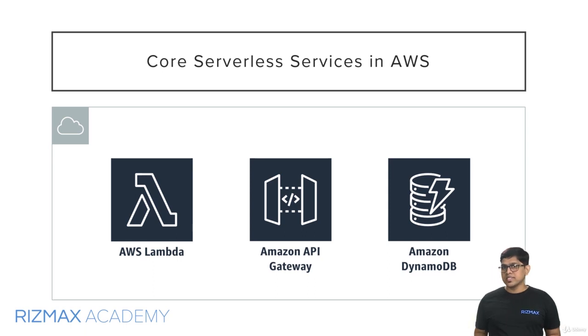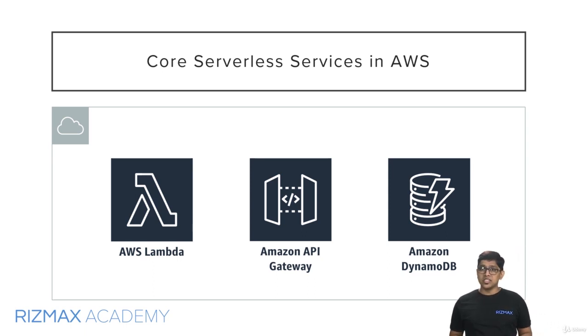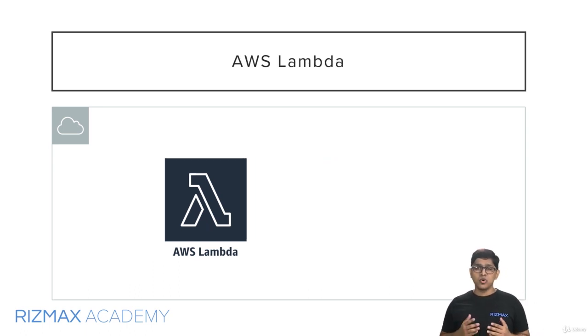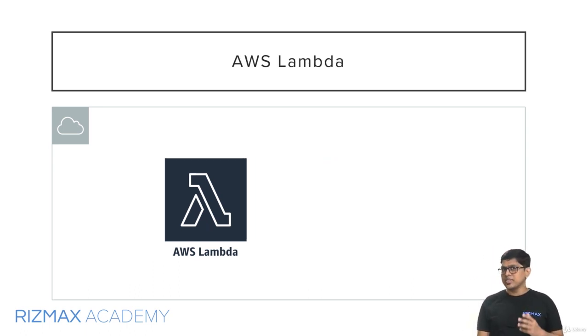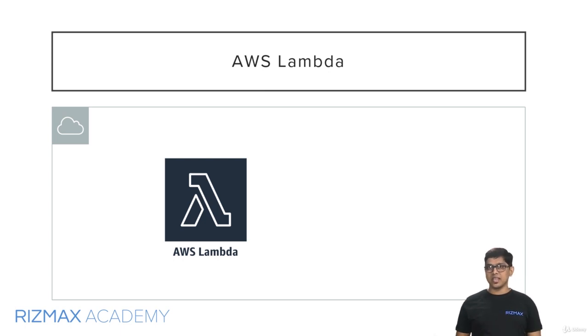So let's go over these services briefly, and then we'll discuss the common use cases of the serverless architecture as well. When it comes to serverless applications, AWS Lambda is the most important service that you will need in your serverless applications.